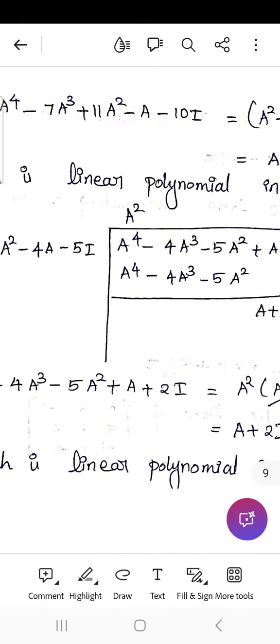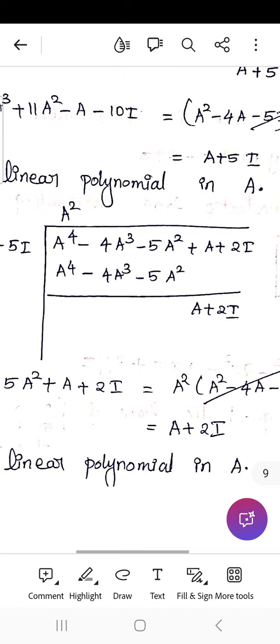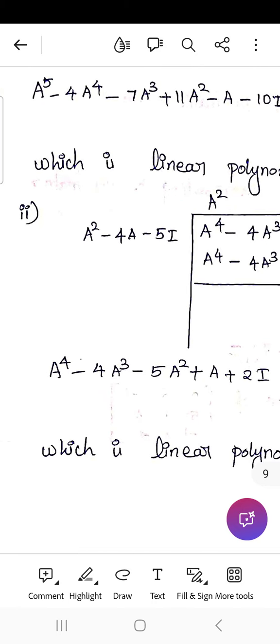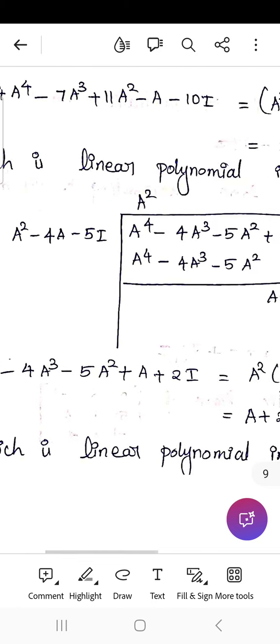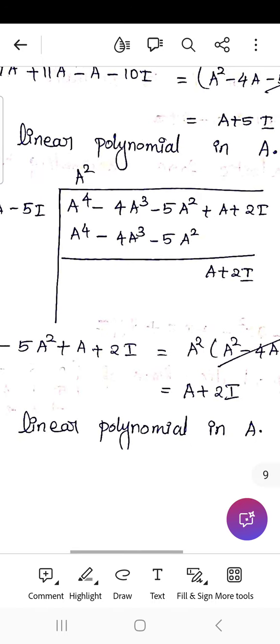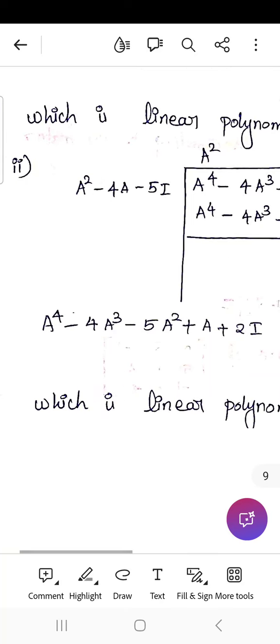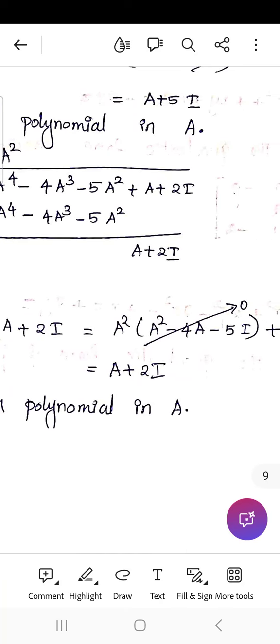Next expression is a power 4 minus 4a cube minus 5a square plus a plus 2I. Dividing by a square minus 4a minus 5I, we will get the quotient a square and the remainder a plus 2I. Dividend into quotient plus remainder. The dividend value is 0, therefore this long expression equals a plus 2I, which is the linear polynomial in A. Thank you.